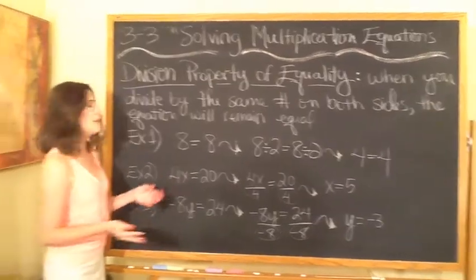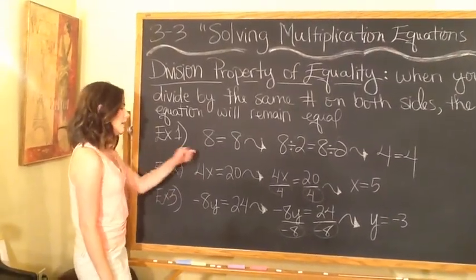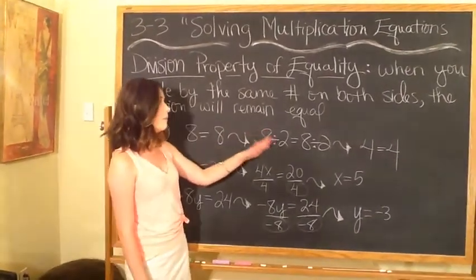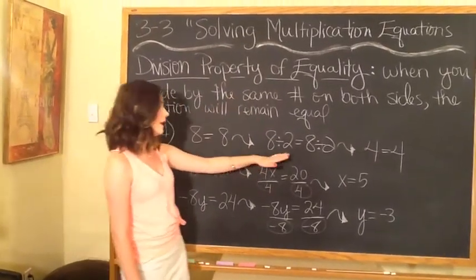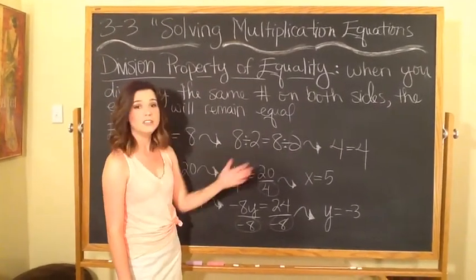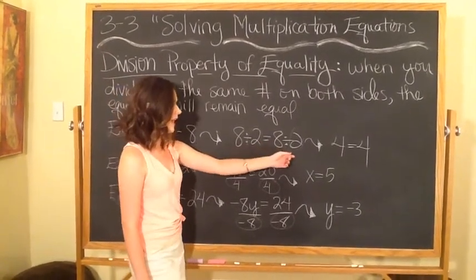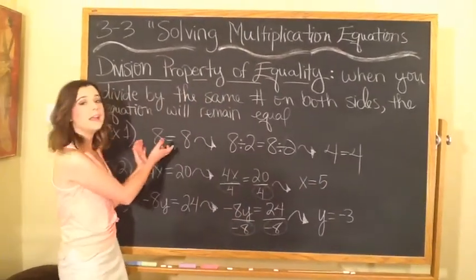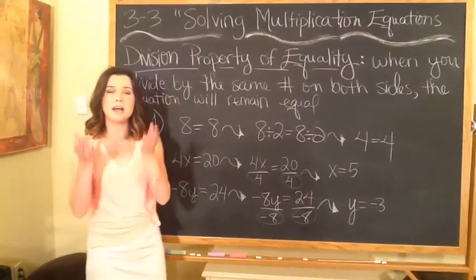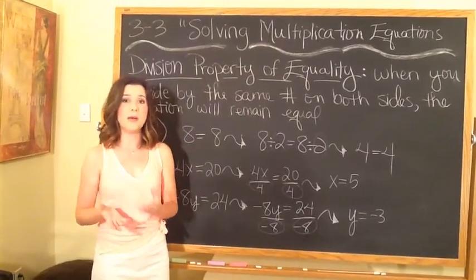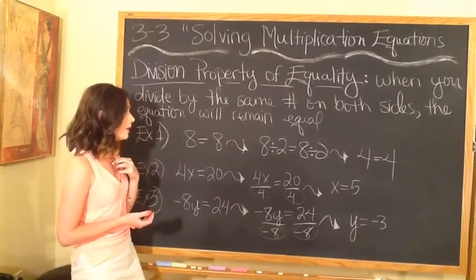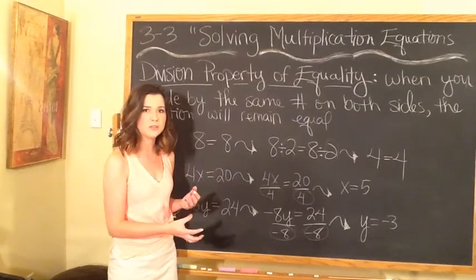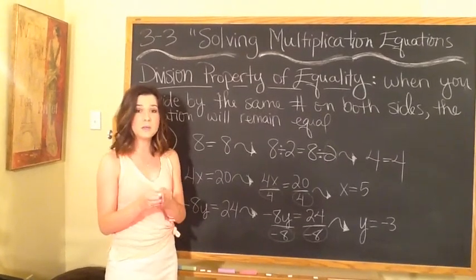So let's look at some examples. The first example says 8 equals 8. So obviously 8 is equal to 8. Now, because of the division property of equality, we can divide by the same number on both sides. So I chose to divide by 2 on both sides. And then our equations will still remain equal. 4 equals 4. Even though it's no longer 8 equals 8, the most important part is that they're both the same number, that they're both balanced, because that's what we're really trying to do. We don't really want our answer to stay the same at the end because we're not looking for what the whole equation is equal to. We want to figure out what just that variable is equal to.